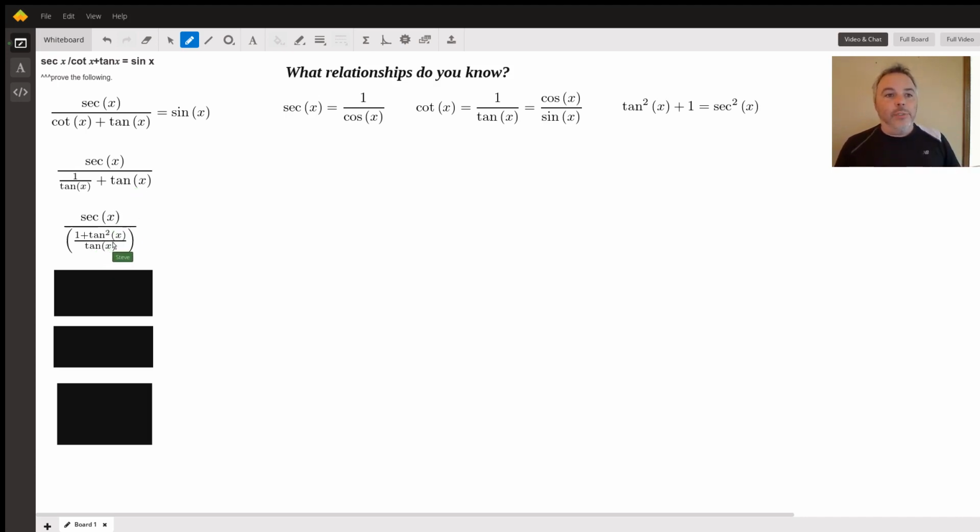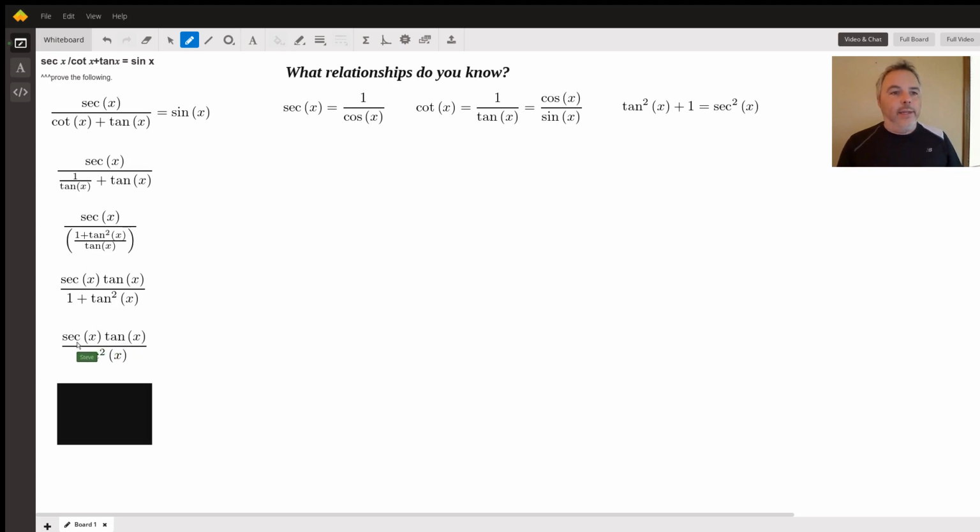Now, why am I doing this? Well, notice here 1 plus tan squared equals secant squared, and then I have a secant over secant squared. That's basically why I'm doing that. So I'm just rewriting this. First, I'm putting tan in the numerator, so I have secant times tan divided by 1 plus tan squared. And I've already alluded to the fact that 1 plus tan squared is secant squared.